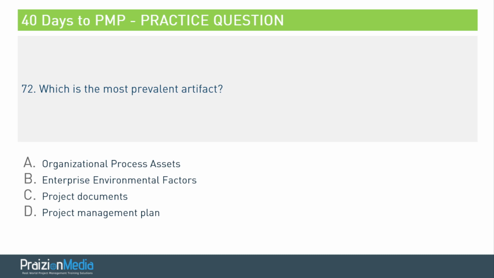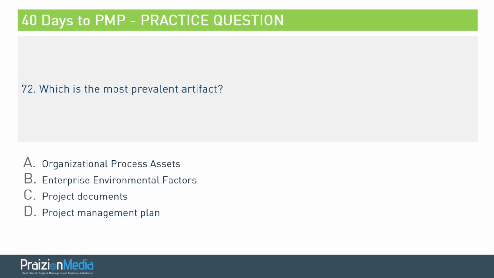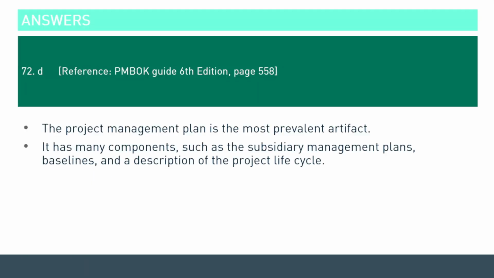Well, this should not come as a surprise because those of you PMP Guide aficionados, you know the recurring theme you see every single place, every single process except two, right? It's D. It's the project management plan. It's very prevalent. We see it everywhere. Let's see what PMP Guide says. The project management plan is the most prevalent artifact. So you see what my question writer did in these? He pretty much took the PMP Guide and spat it out in all of these questions. It has many components such as the subsidiary management plans, baselines, and a description of the project lifecycle.